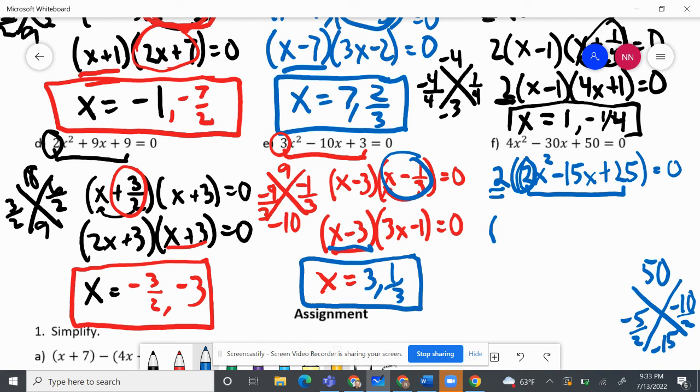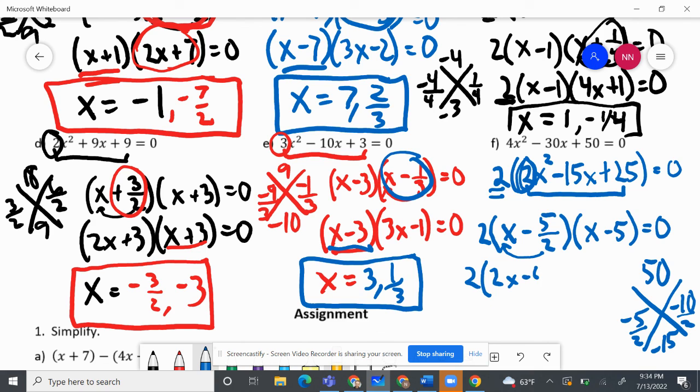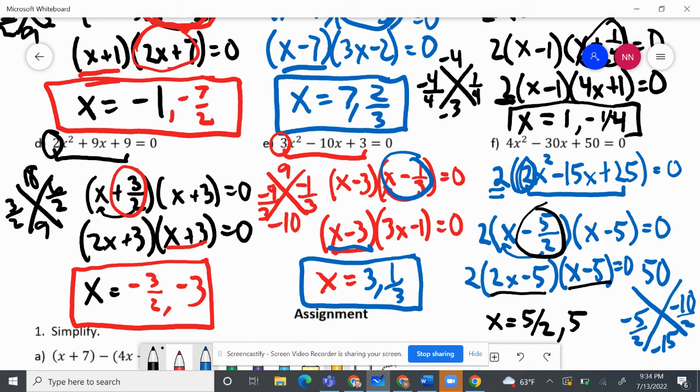And when we divide by 2, what we get is x minus 5/2, and then x minus 5 is equal to 0. I bring the bottom to the top, and we get 2x minus 5, and then x minus 5 is equal to 0. So when we're looking for our zeros, the opposite of negative 5 halves is 5 halves. The opposite of negative 5 is 5. Remember, we're not counting the 2 because the 2 doesn't have an x.